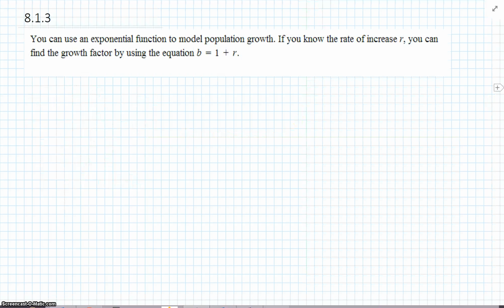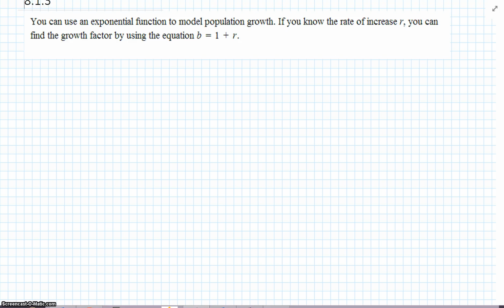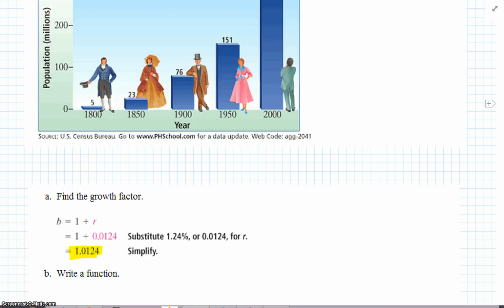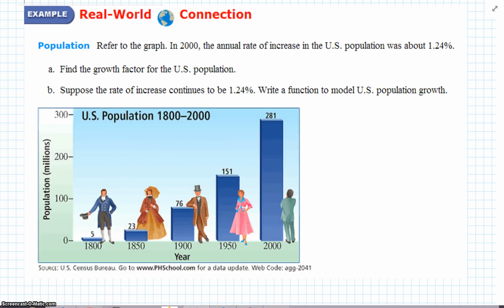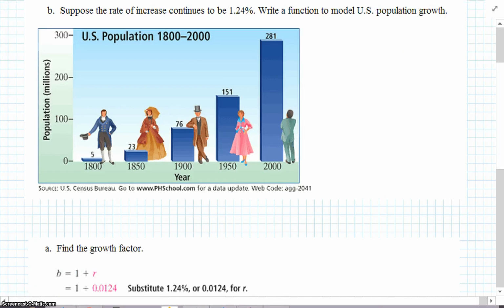Okay, let's move on. You can use exponential functions to model population growth. If you know the rate of increase r, you can find the growth factor by using the equation b equals 1 plus r. Don't forget that. Let's look at our growth. Refer to the graph. In 2000, the annual rate of increase of the population was about 1.24%. Find the growth factor for the United States. Suppose the rate of increase continues to be 1.24%. Write a function to model the growth.